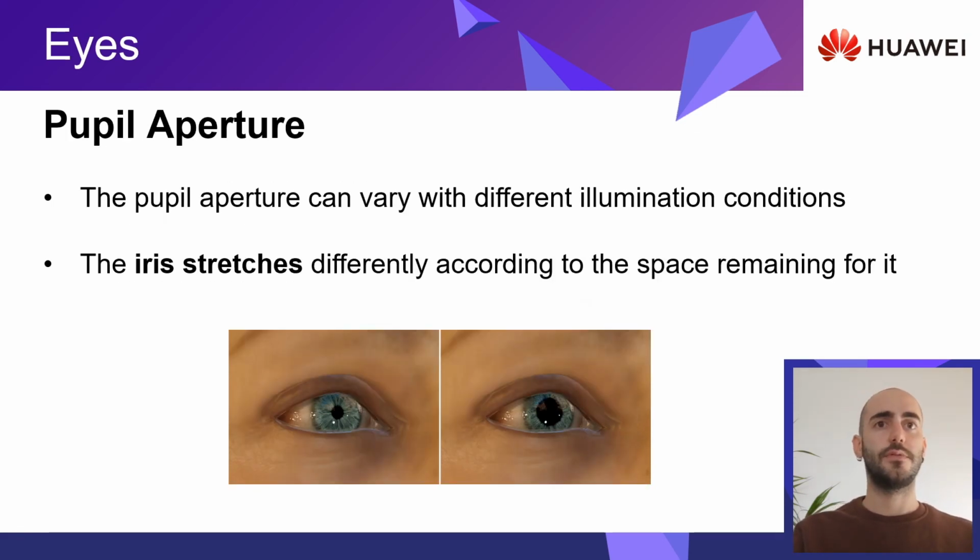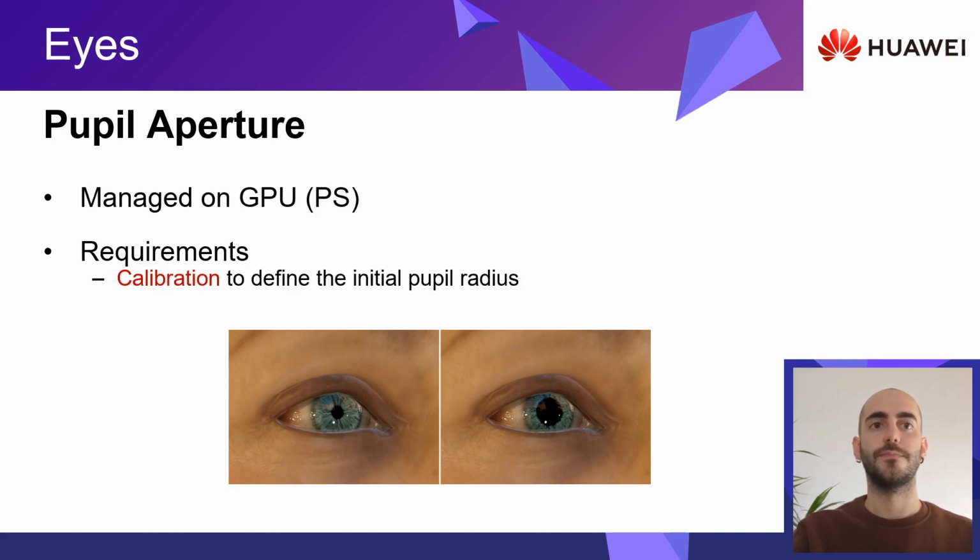As we already know, the pupil aperture can vary with different illumination conditions. What happens to the iris, in this case, is that it gets stretched differently according to the space remaining for it. And this is managed on GPU in O3D using UV stretching on the pixel shader. However, it requires an initial calibration phase to define the initial pupil radius to use as base for the stretching.